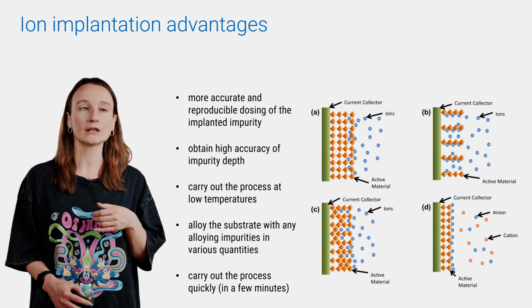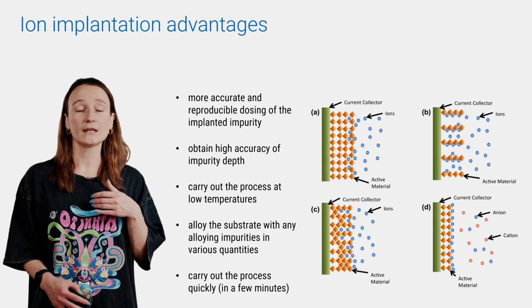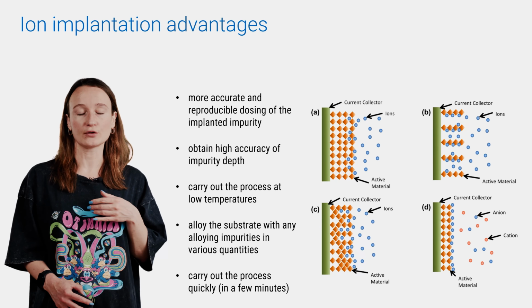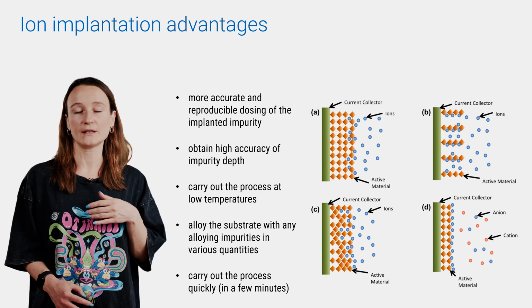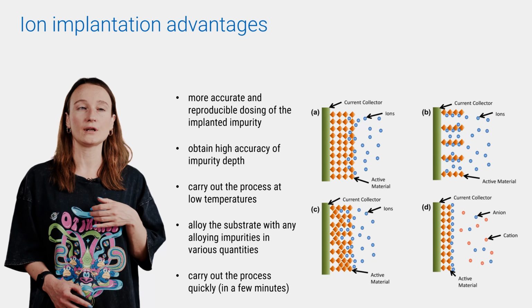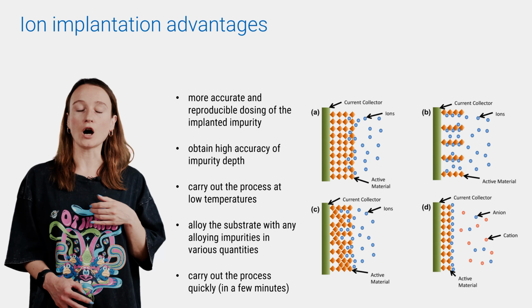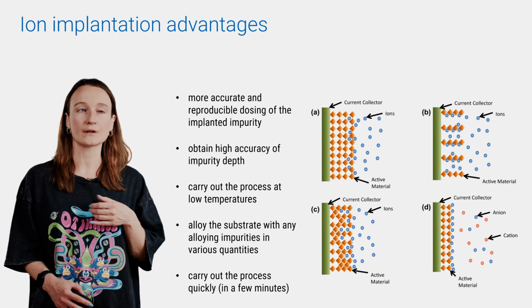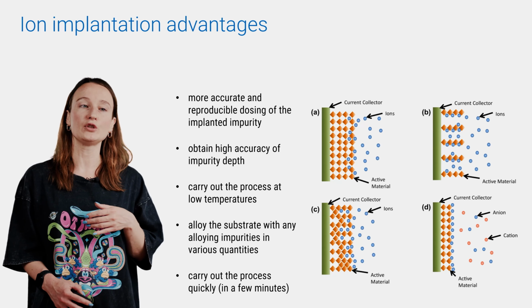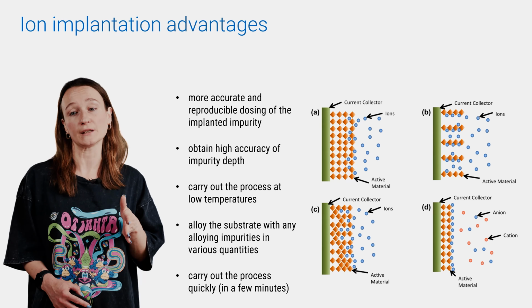Ion implantation has a number of advantages over traditional doping methods. Here are some of them: more accurate and reproducible dosing of the implanted impurity due to control of the ion beam current and irradiation time; high accuracy of impurity depth; the process can be carried out at low temperatures; it allows substrates to be doped with any impurities; and the process is carried out quickly, in a few minutes.